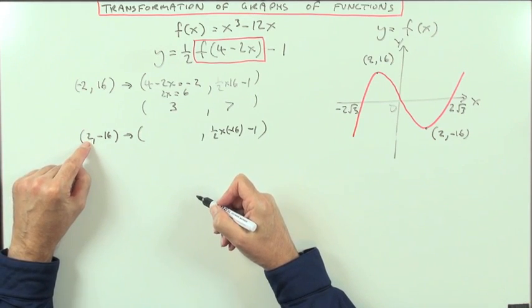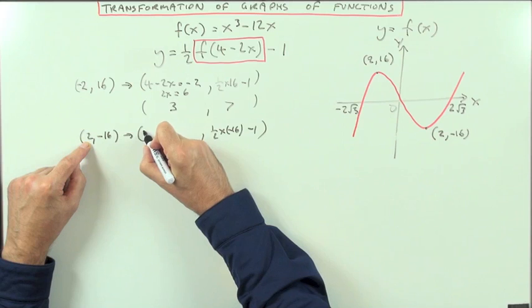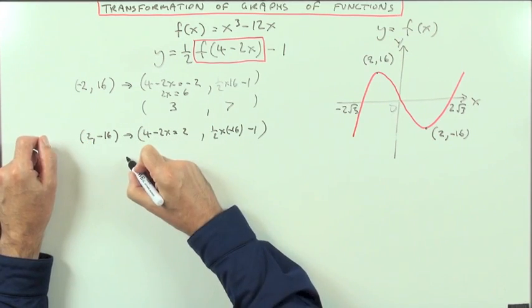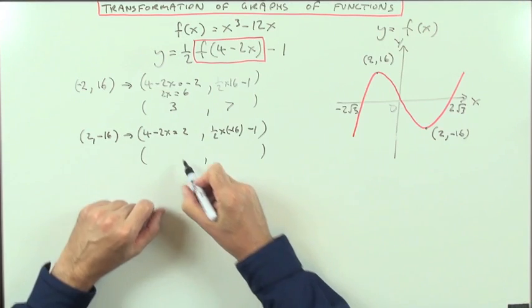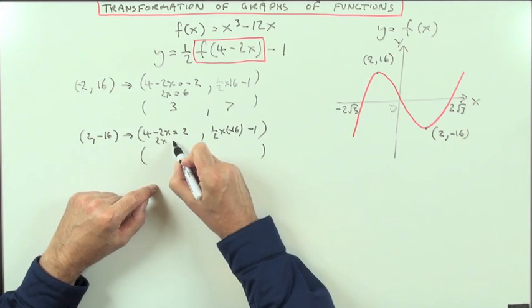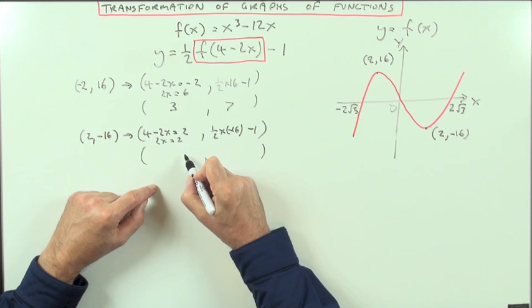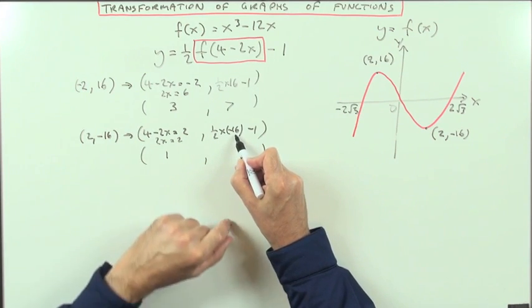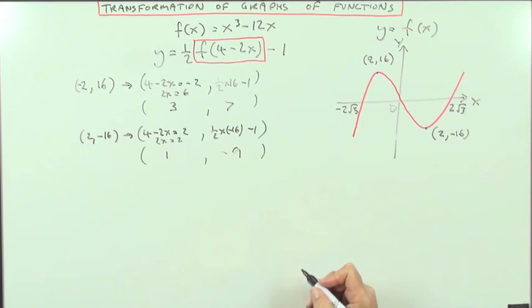That's the old position. The new position will be this: 4 minus 2x equals the old position. So the new position is found by solving that. 2x equals, take the 2 across and subtract, is 2. So x is just 1. And half of -16 for the new answer is -8. Take away 1 is -9.